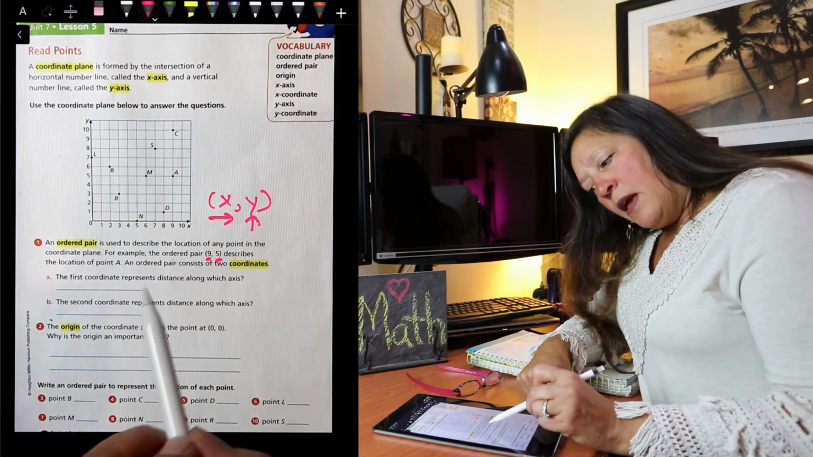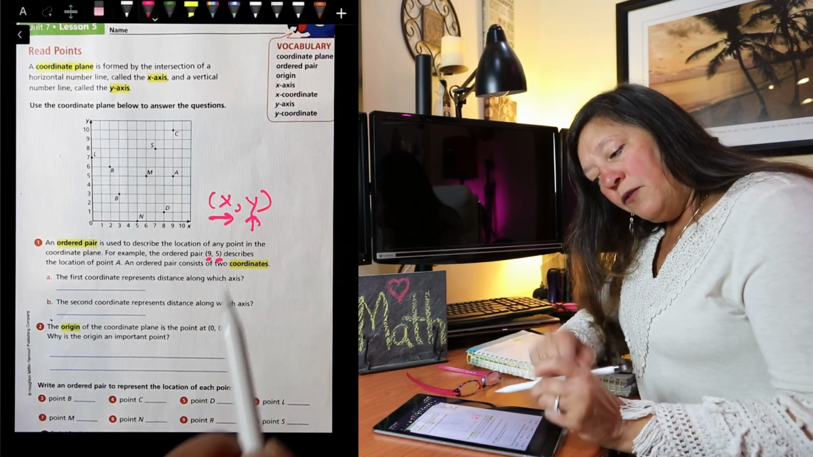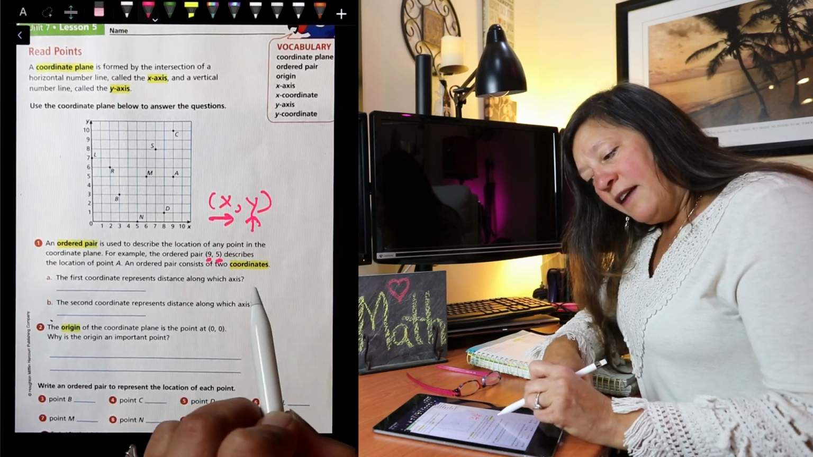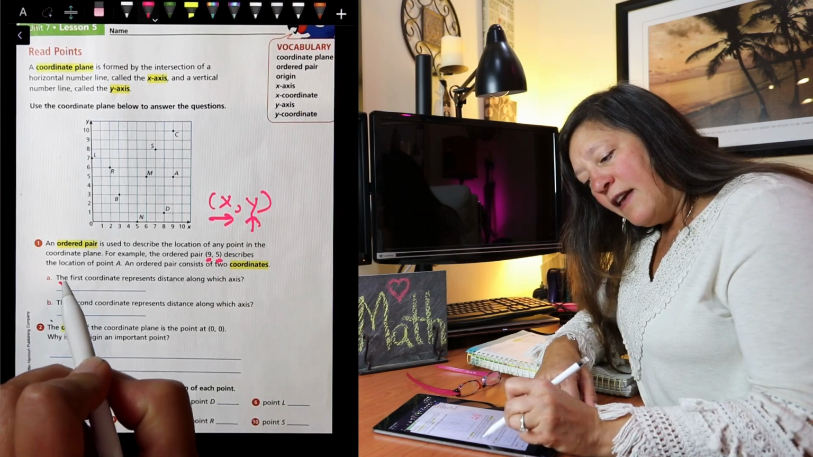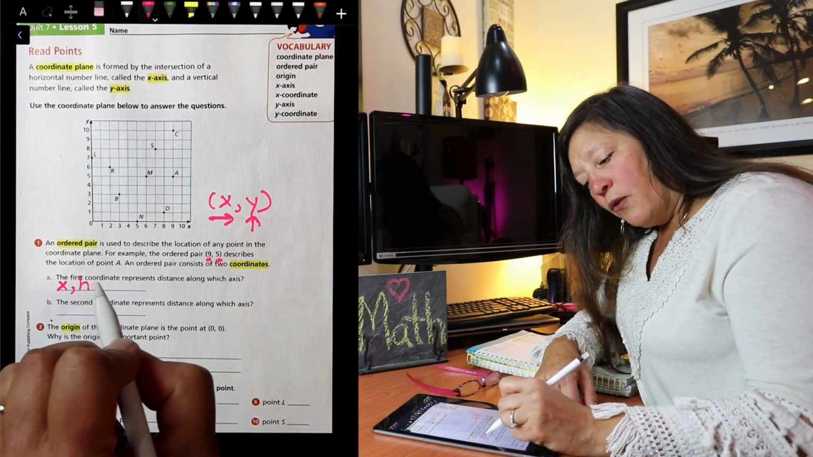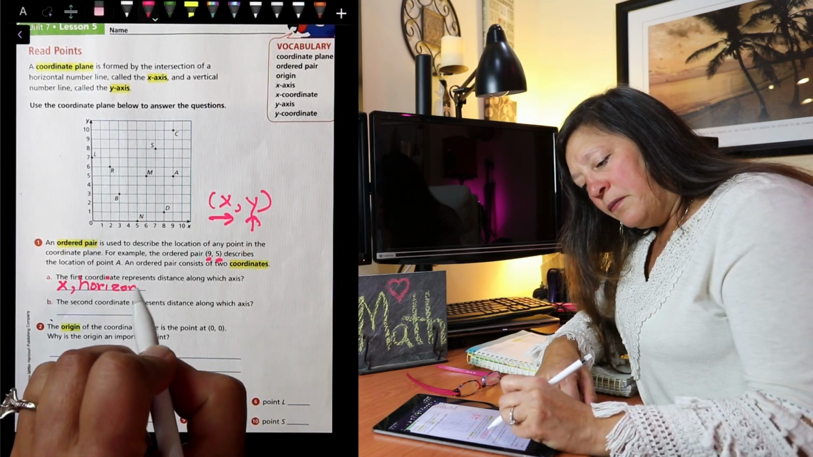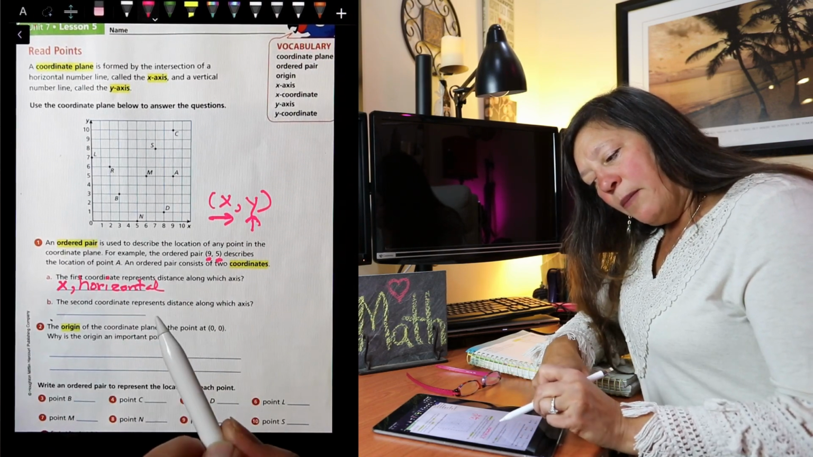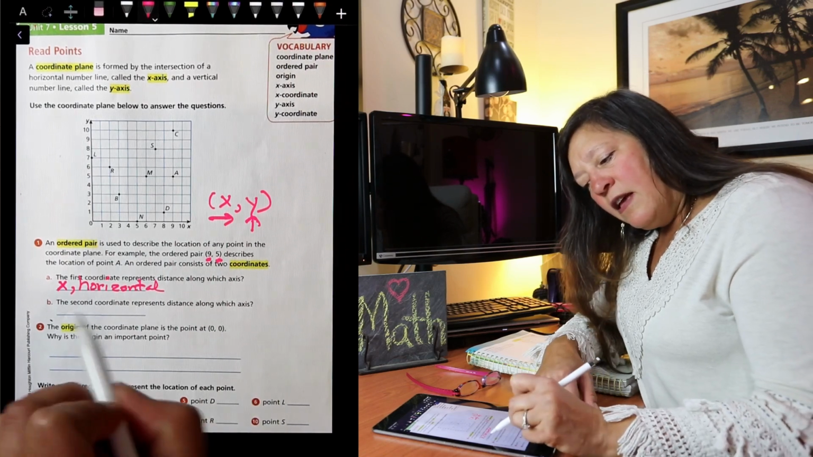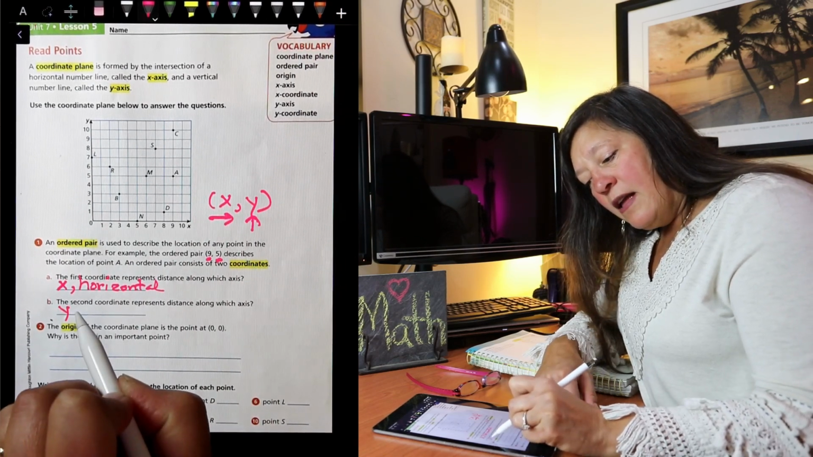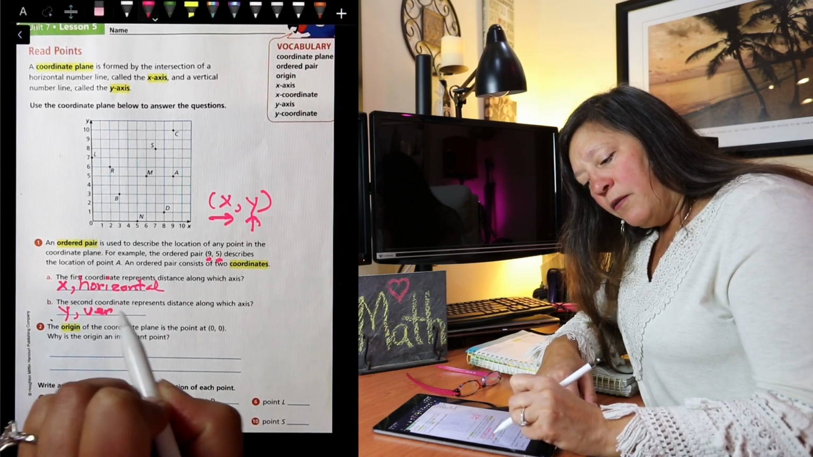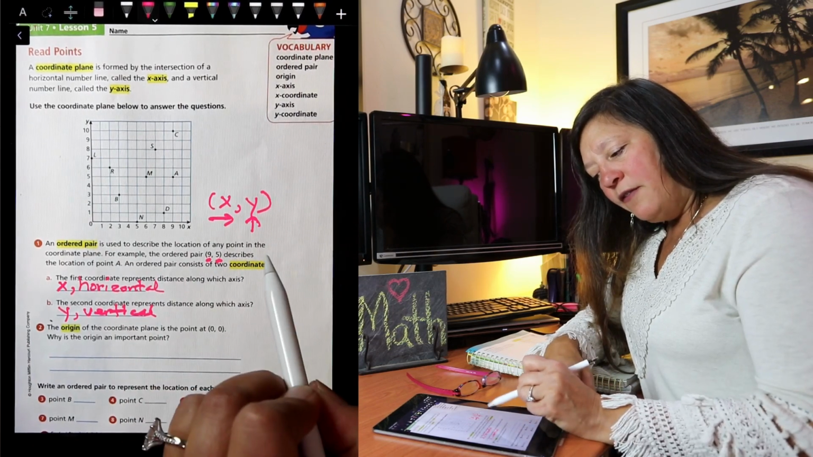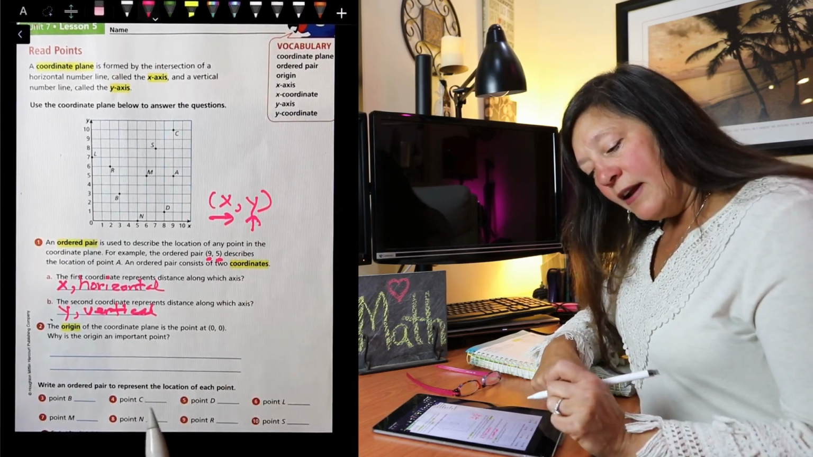Okay? An ordered pair consists of two coordinates, okay? A, the first coordinate represents the distance along which axis? So the first one is along the x-axis, which is your horizontal line, all right? The second coordinate represents distance along which axis? The second one is the y, and that would be the vertical. So x goes across, always goes across first, and then y you go up second.